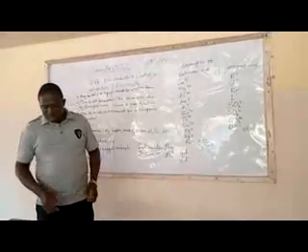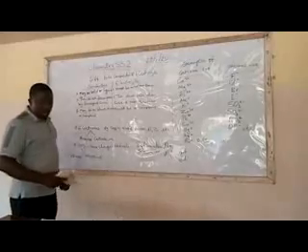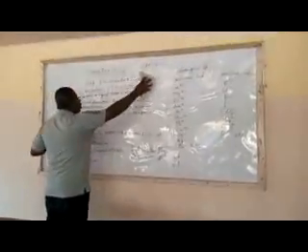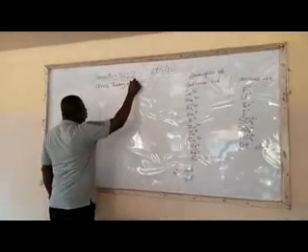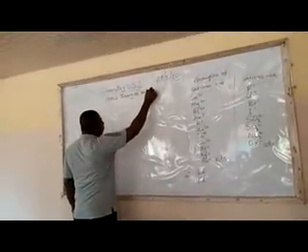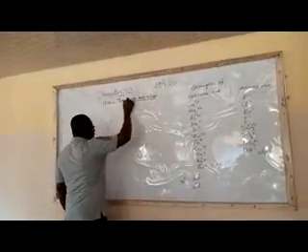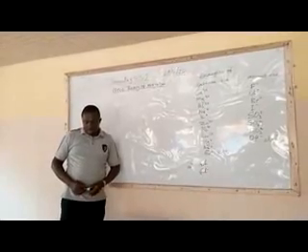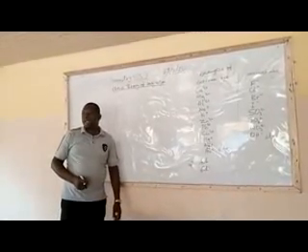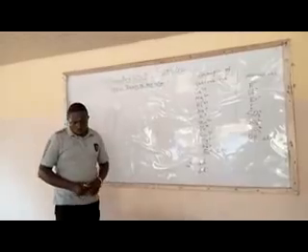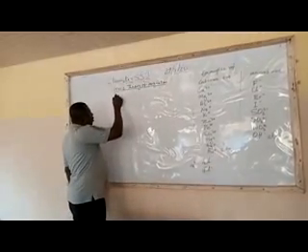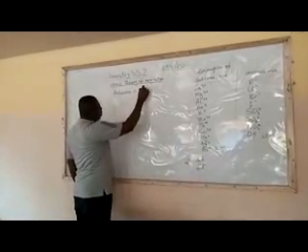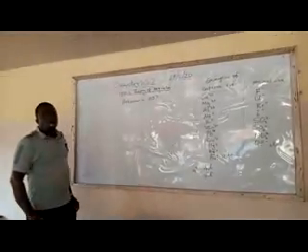The next thing we are going to talk about before we go into electrolysis proper is the ionic theory of migration. What is the ionic theory of migration saying? It was propounded by a scientist called Arrhenius in 1887.